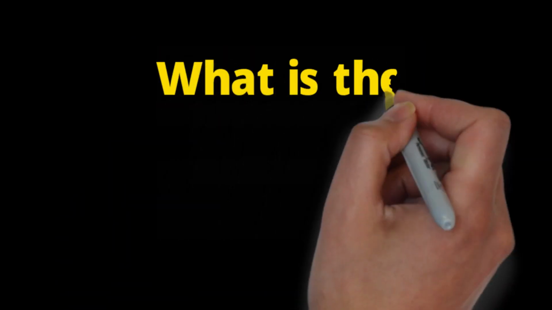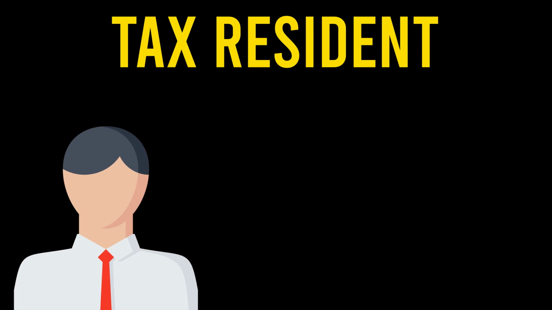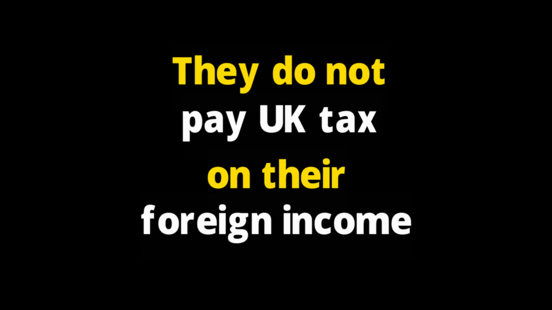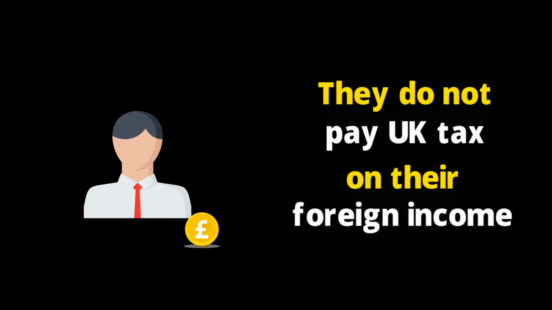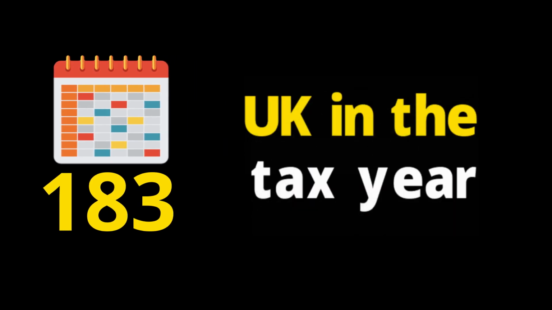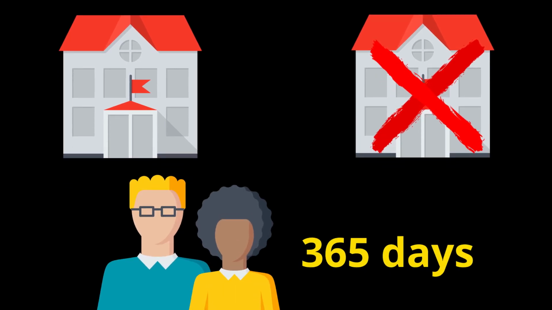Now, what is the test for residence? The first question is whether you are tax resident. So non-residents only pay tax on their UK income. They do not pay UK tax on their foreign income. You're likely to be resident for UK tax purposes if you spend 183 days or more in the UK in the tax year, if you have a home in the UK and you don't have a home overseas, so most of my clients have a home overseas, or if you work full-time in the UK over a period of 365 days.